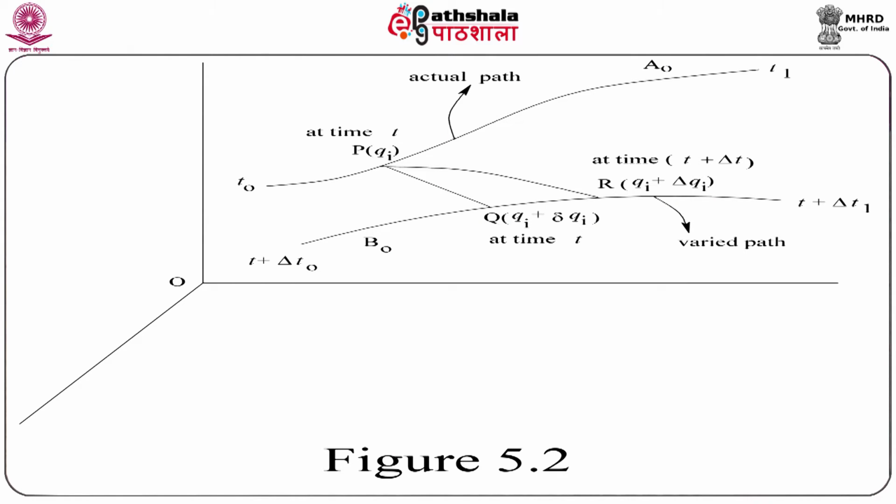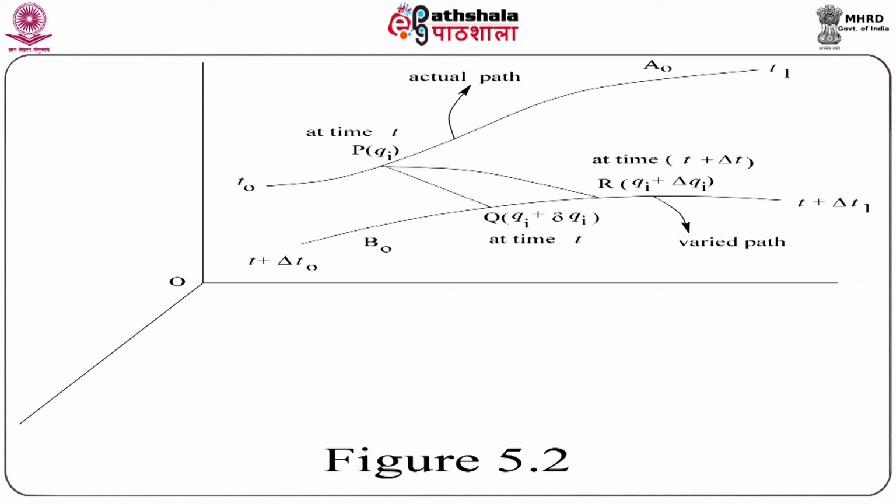you can visualize figure 5.2, where two paths are traced. The lower path is the varied path, the upper path is the actual path. In the varied path, t plus delta T0 is the initial time, whereas t plus delta T1 is the final time. Here delta is the triangular delta, whereas in the actual path the initial time is T0, the final time is T1.